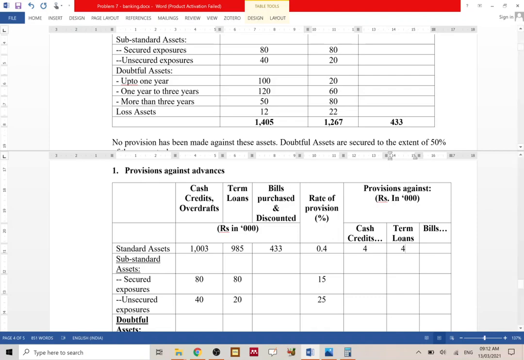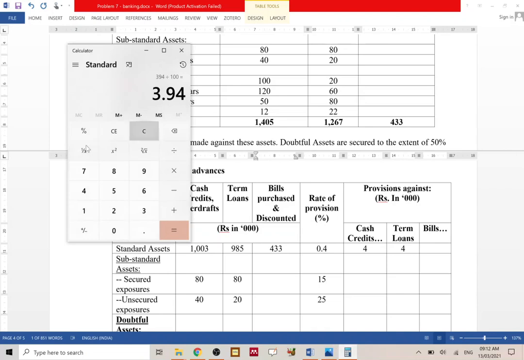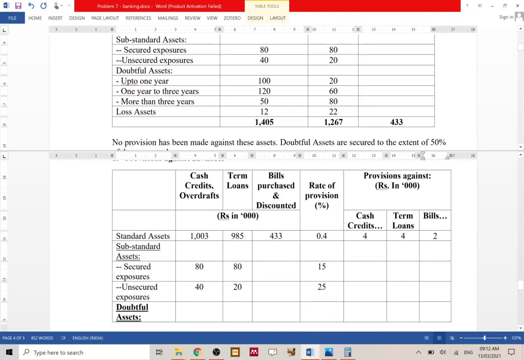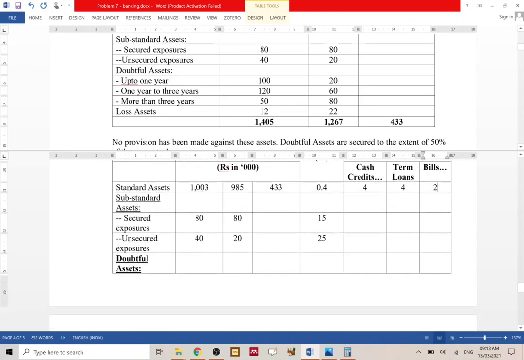Now, for bills discounted also, calculate 0.4% of 433. So 433 multiplied by 0.4 divided by 100 is 1.732, so round it up to 2. Like this, in a similar manner, we are going to apply all these percentages to the respective amounts over here.